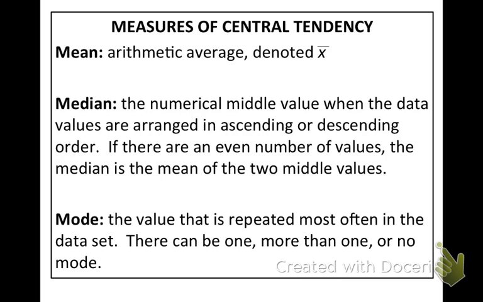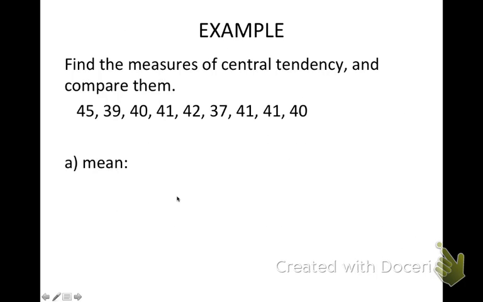All right, so here's your first set of numbers. 45, 39, 40, 41, 42, 37, 41, 41, and 40. We're going to end up finding all three things. So let's first go ahead and find the mean. So I'll do it, so we can come up with the same number. So to find the mean, what are we going to do? Add them all together and divide by how many we have.